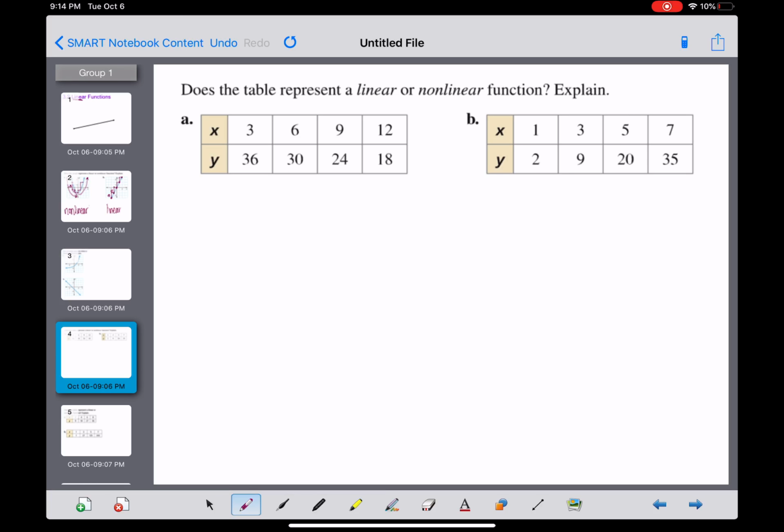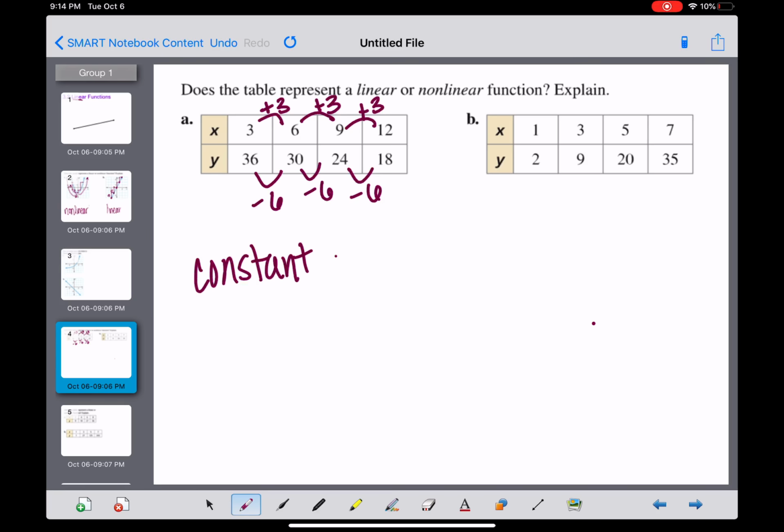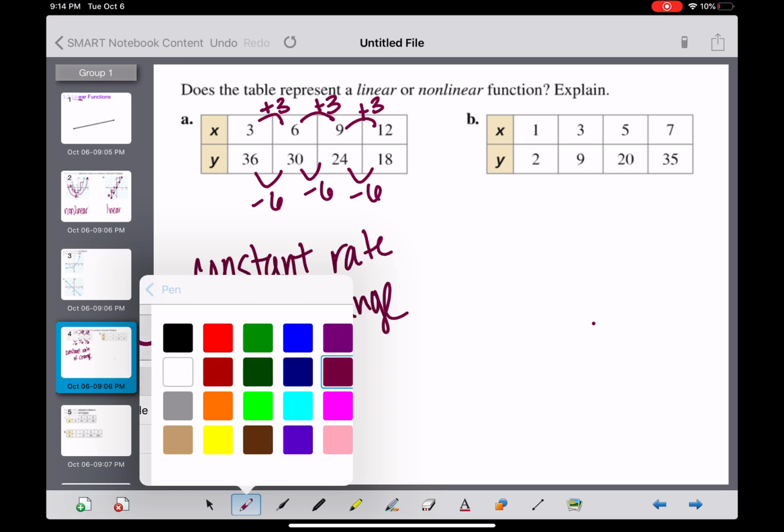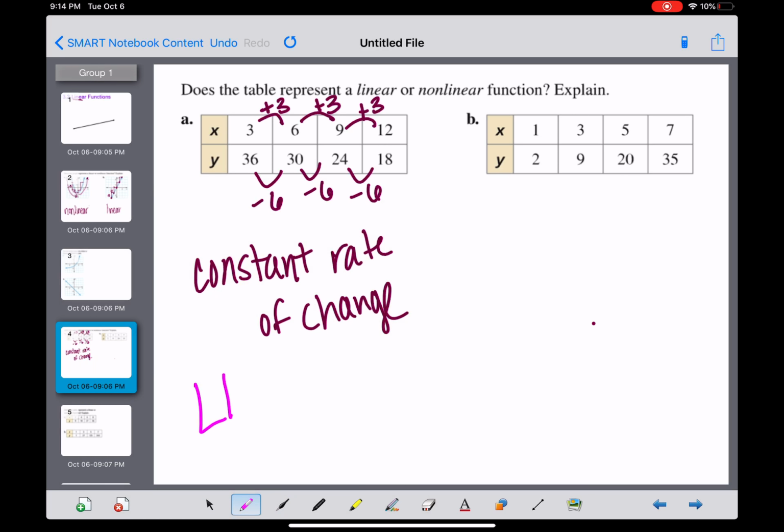So if I look at A, to determine if it's linear or nonlinear, I need to see if it's moving at a constant rate. So for my x values, I'm going up by 3, up by 3, up by 3, which is good. My y also needs to be constant. Down by 6, down by 6, down by 6. So due to the constant rate of change, I can determine that example A is linear.